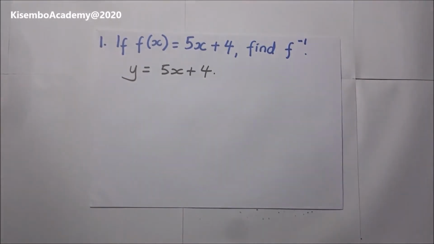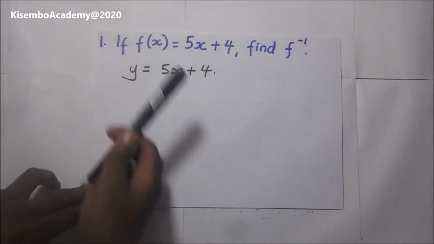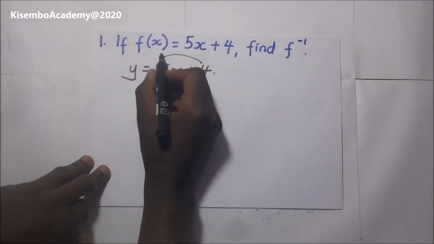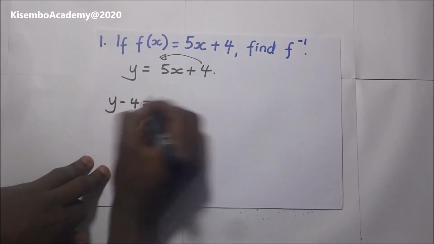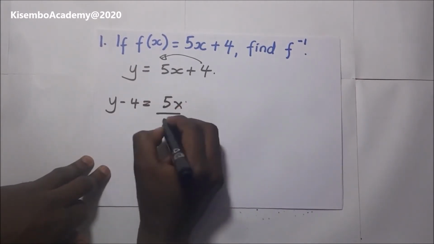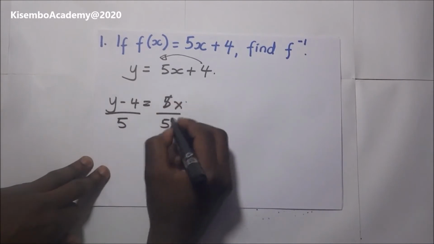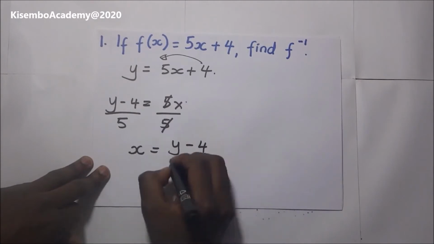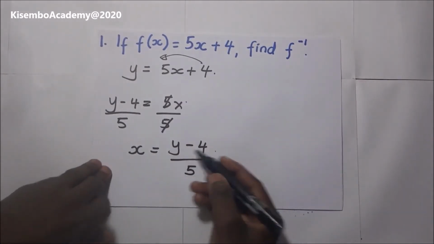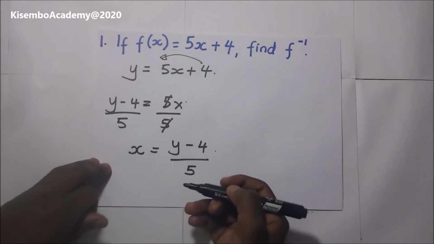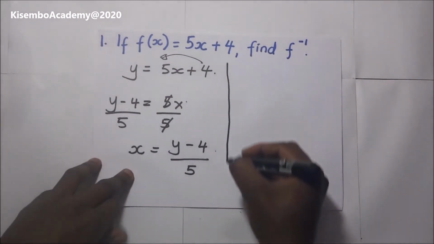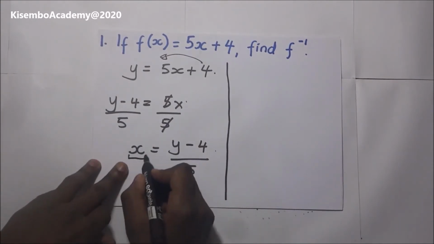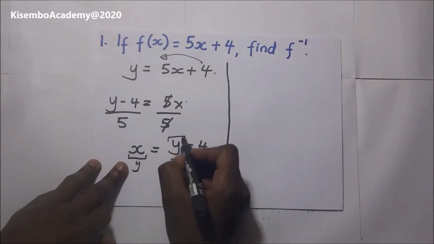So let's start this way. We are going to first make x the subject of the formula. So 4 comes this side, and this becomes y minus 4 is equal to 5x. When we divide both sides by 5, we end up with x being equal to y minus 4 over 5. Since the inverse is more like we are trying to flip it or find the reverse, it means that this value of x becomes y, and this value of y becomes x.